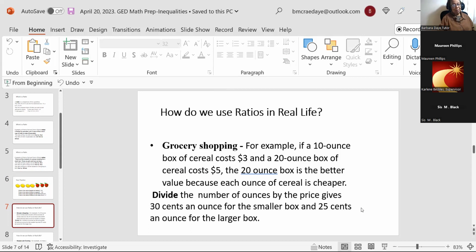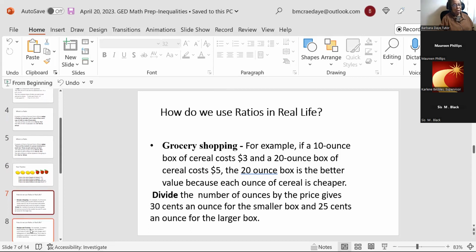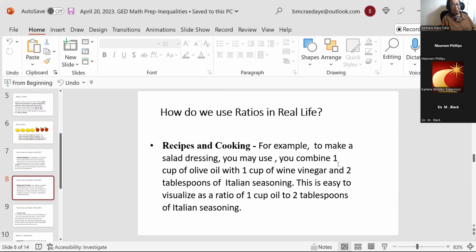Now, we also use it in recipes. So if you were making a salad dressing and you had a cup of olive oil, a cup of wine vinegar, and 2 tablespoons of Italian seasoning. So 1 cup of oil to 2 tablespoons of Italian seasoning. If you double this, that would be 2 cups of oil and how many tablespoons of Italian seasoning? 4. That's right.